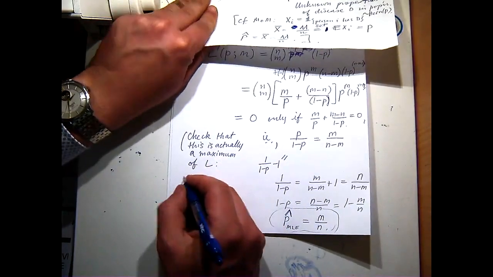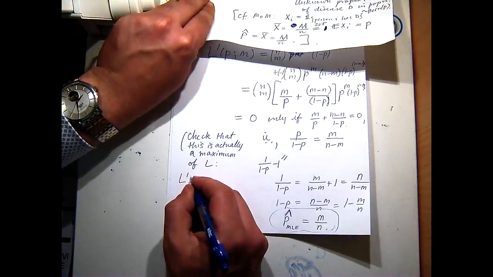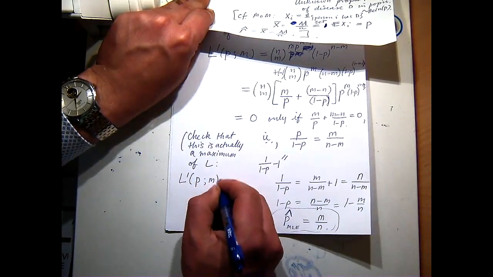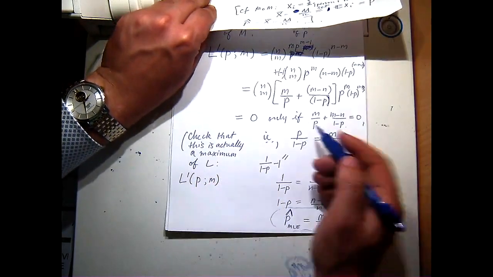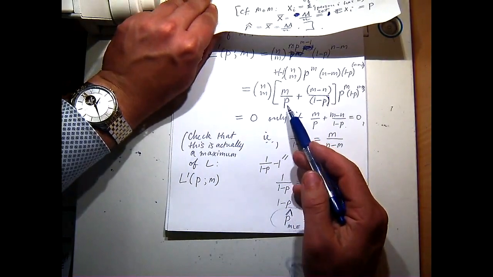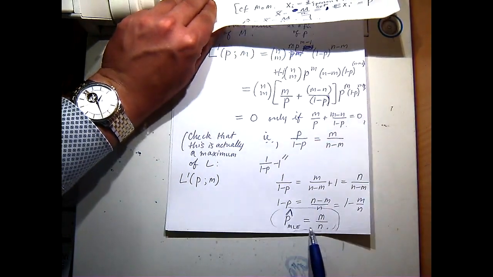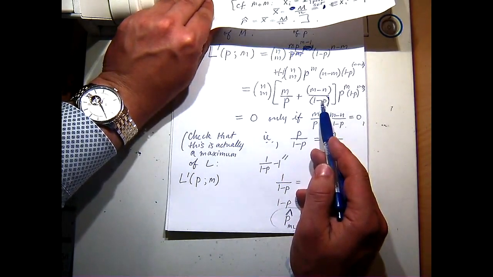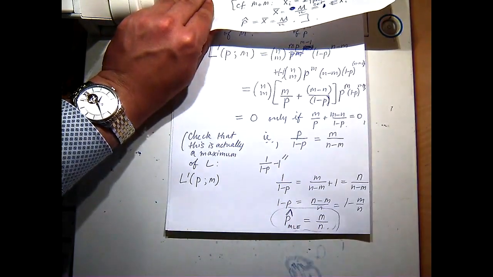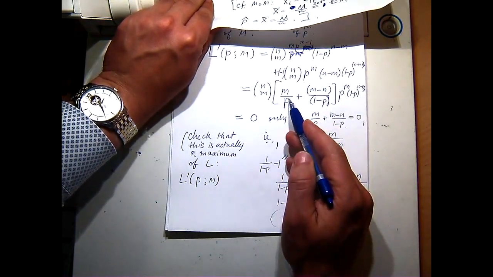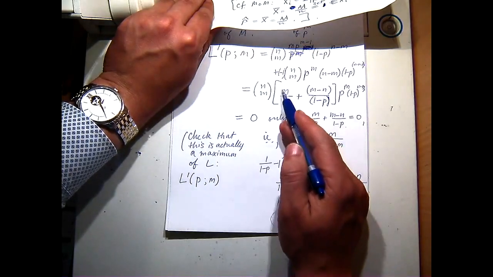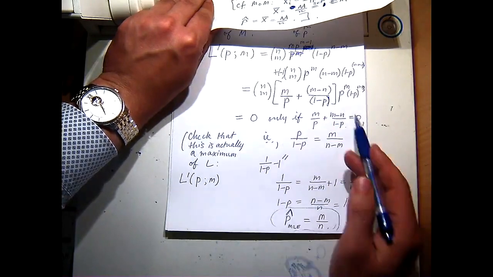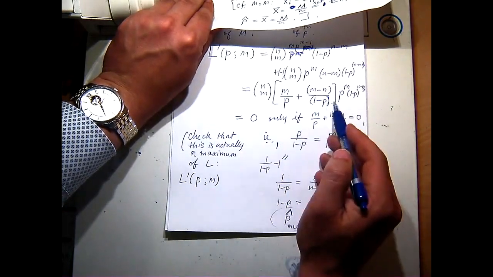Then it's enough to observe L prime of p. What if I make p smaller? At p equals m over n, we know that this factor is exactly 0. If p is smaller, it should be increasing. Well, that's right, because p smaller makes this positive term bigger and the negative term smaller. And if p is larger, then the positive term gets smaller and the negative term gets bigger.